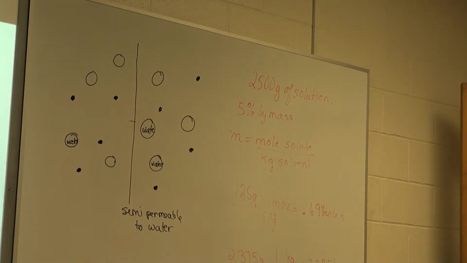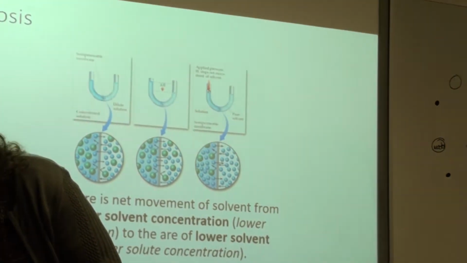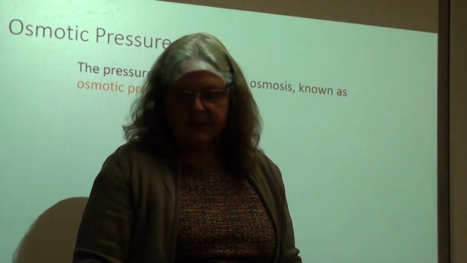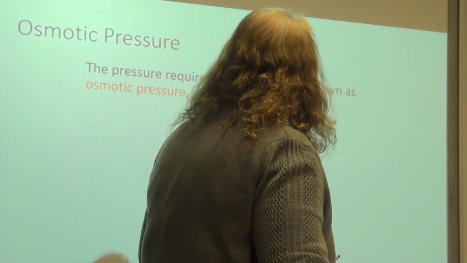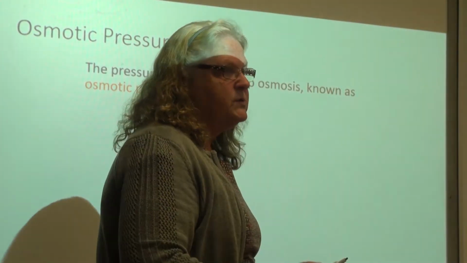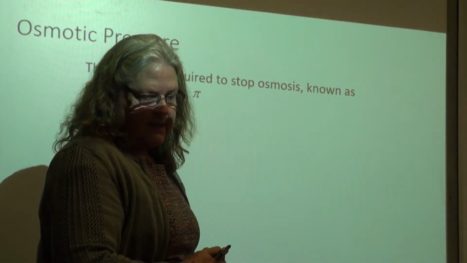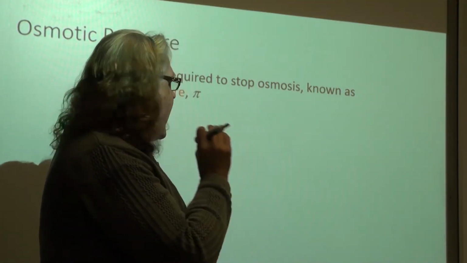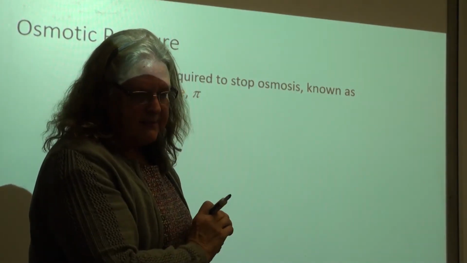Remember, the solute can't be the one that switches, only the water can go. So I'm going to go from a high solvent concentration towards a low solvent concentration to try and equal everything out. So we measure what we refer to as an osmotic pressure. The osmotic pressure is the pressure that I need to keep osmosis from occurring. I want the two concentrations to be the same.